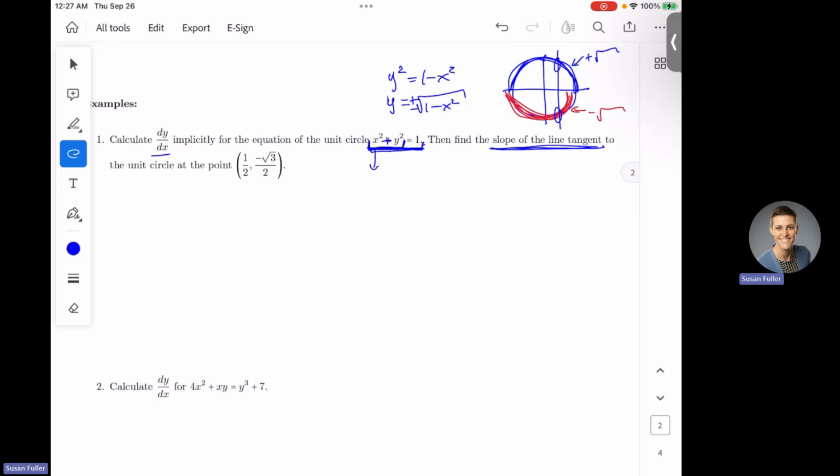What's the derivative of x squared? Yep, it's just 2x. No big deal. And then I'm going to add to that the derivative of y squared. What's the derivative of y squared? Yeah, it's 2y. We're just going to apply our derivative rules to that. But I took the derivative of something with a y in it, so I'm going to multiply that by dy dx because I took the derivative of something with a y in it.